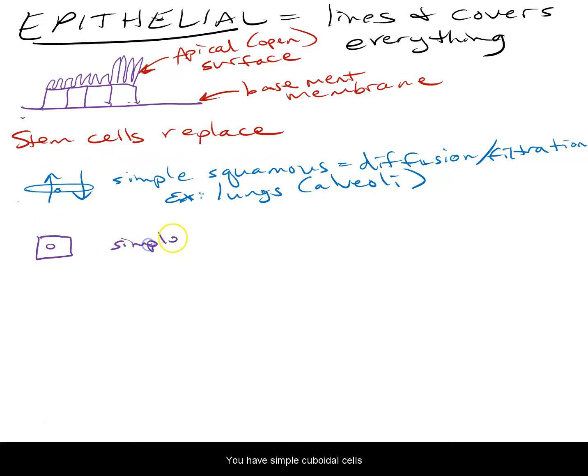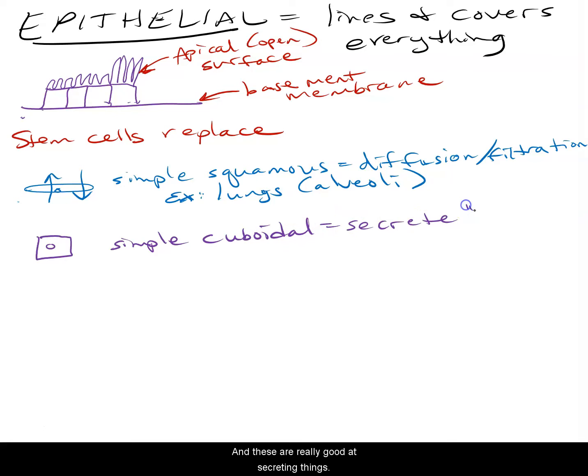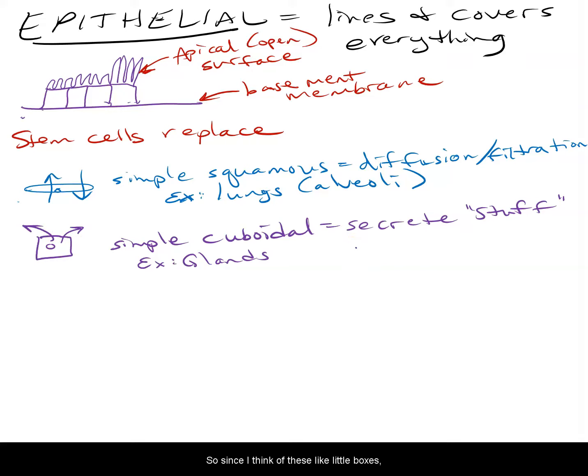We have simple cuboidal cells that look like little cubes or boxes. And these are really good at secreting things. Keep in mind these different tissues can do different things other than what we are covering, but we're trying to keep things simple here. So since I think of these like little boxes, I like to think of them like little water balloons that are good at squirting stuff out. So that might help you remember that they secrete things.